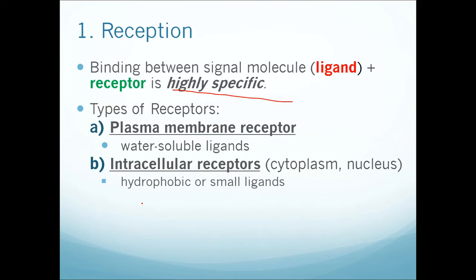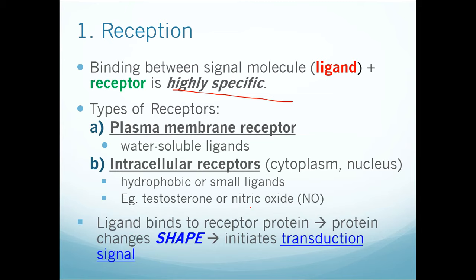It's not going to be polar or anything like that, okay? Some examples of that, just in case you're curious, are testosterone and nitric oxide. Basically, anytime a ligand binds to something, that's going to cause the protein to change its shape. And anytime you change a shape, you're changing what it's doing, because form leads to function. So if I change the form, I change the function. So that's going to cause our transduction pathway to begin.